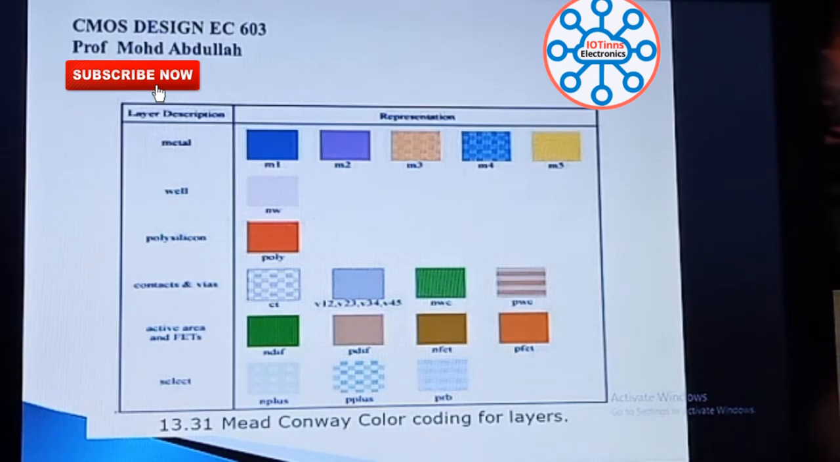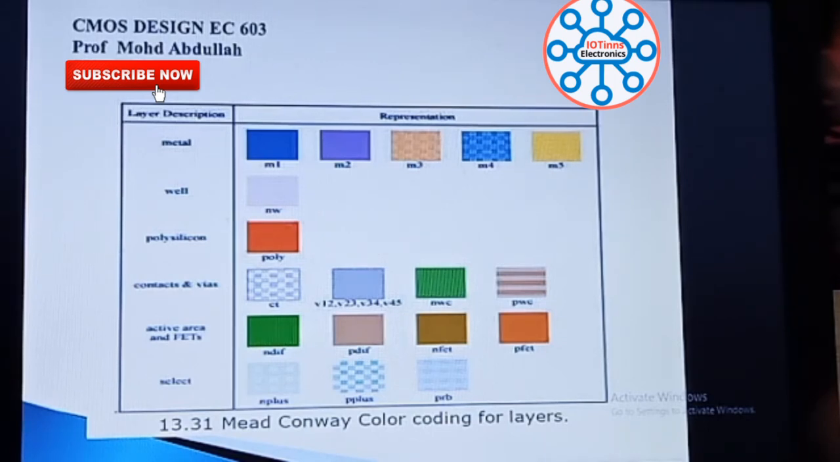Next we have a well, where this symbol is used for the designing of the well when you are using the circuits. Then for the polysilicon, we have a red structure. Then contacts and wires have different types of symbols that can be used with these colors. Then we have the active areas and FETs. For example, the N diffusion layer we go with the green color. Then we have a P diffusion layer. Then we have NFET with this color, and a PFET again with orange color.